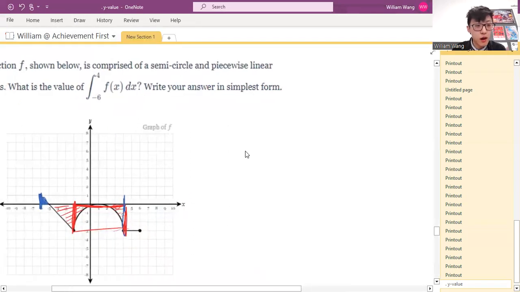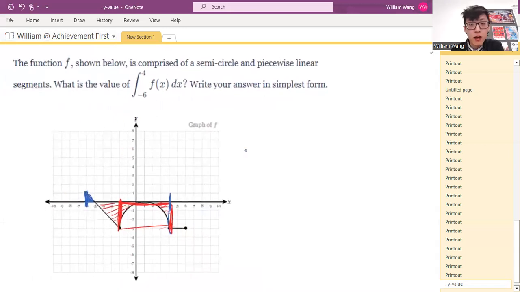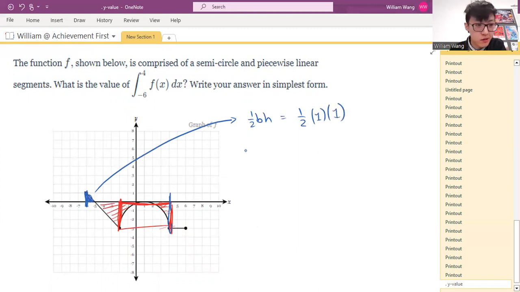So I'll zoom in a little bit. That triangle would follow the area equation 1/2 base times height. That's equal to 1/2. My base is like 1, and my height also looks like 1. You could count each one as like 1 block. So my overall area is 1/2. Excellent.